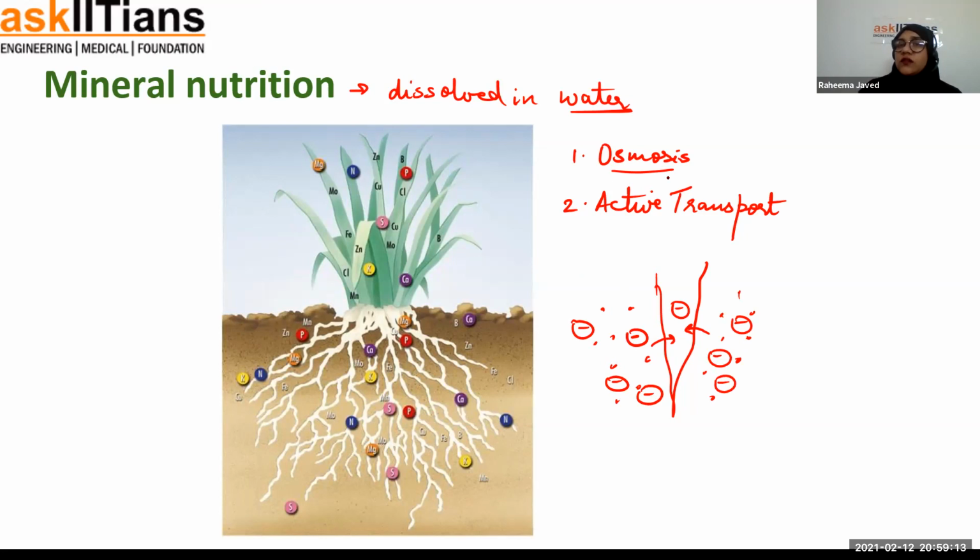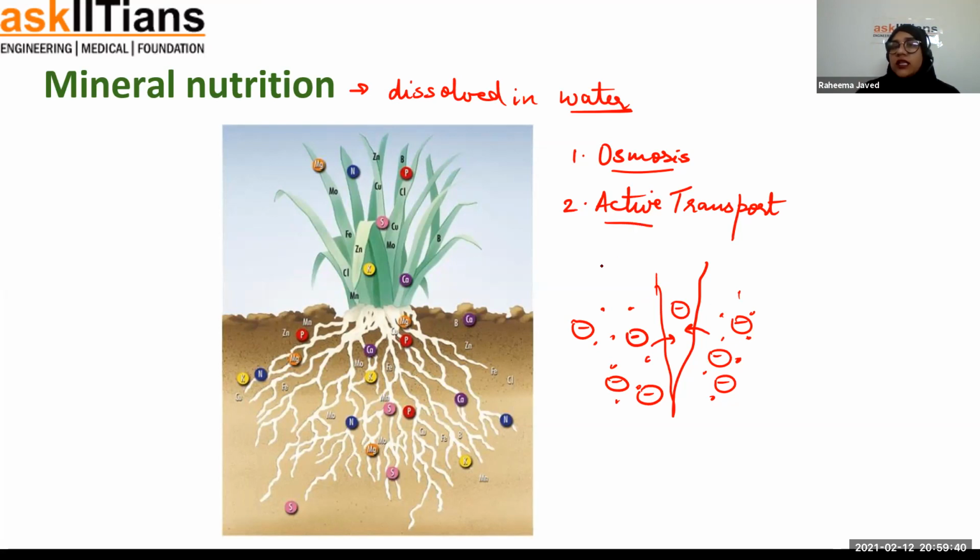So osmosis is one such process which helps in absorption of ions, and it also checks the movement of ions. After the concentration of the ions becomes equal on both the sides, that means outside the root and inside the root, then the osmosis process will stop and further absorption of water or the ions will stop. So this is one such process.